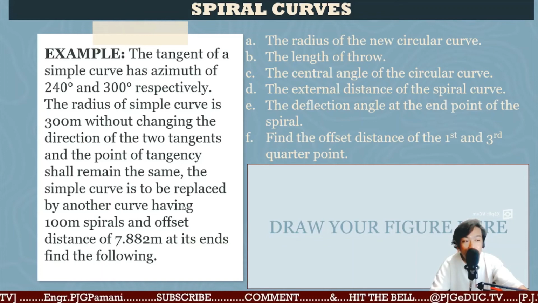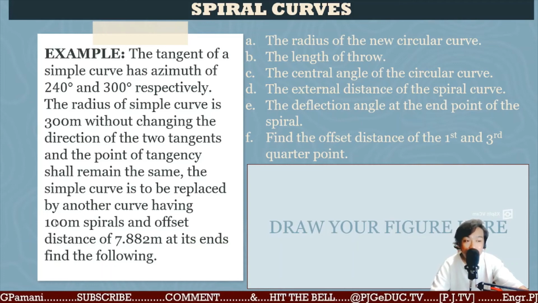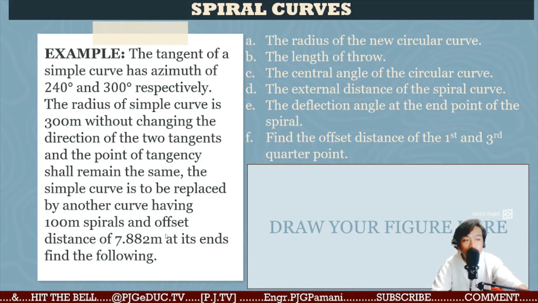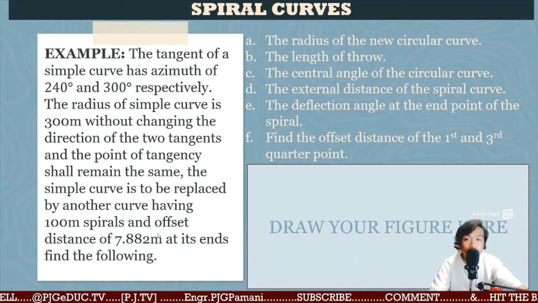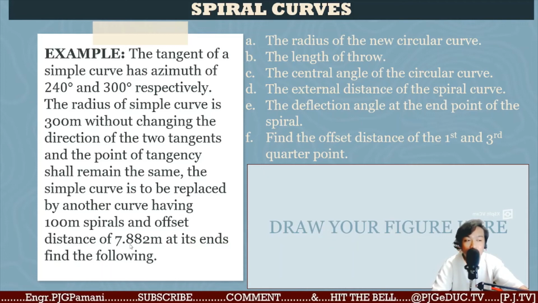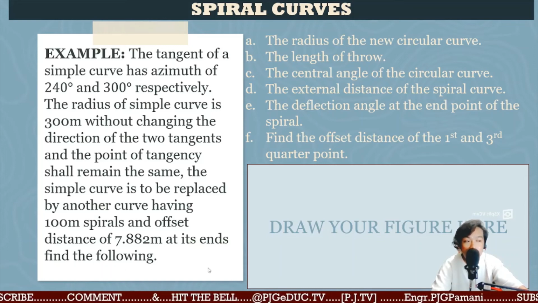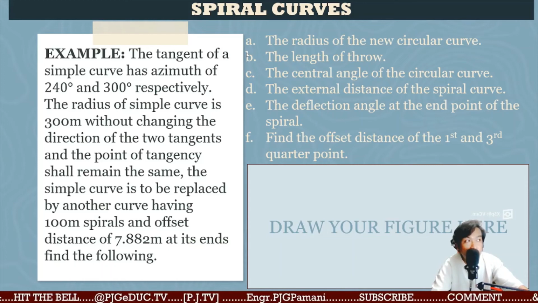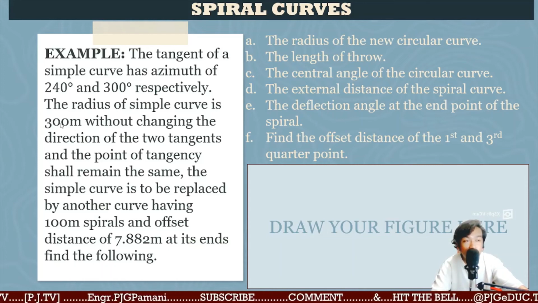So sinabi na niya yung length ng ating spiral curve which is your L sub S, 100 meters. Ito ngayon yung revision na gagawin. Then the X sub C, or the offset distance of SC towards the tangent line, which is 7.882 meters. In its ends, find the following. The radius of the new circular curve. The length of the throw. Original radius is 300 from simple curve.